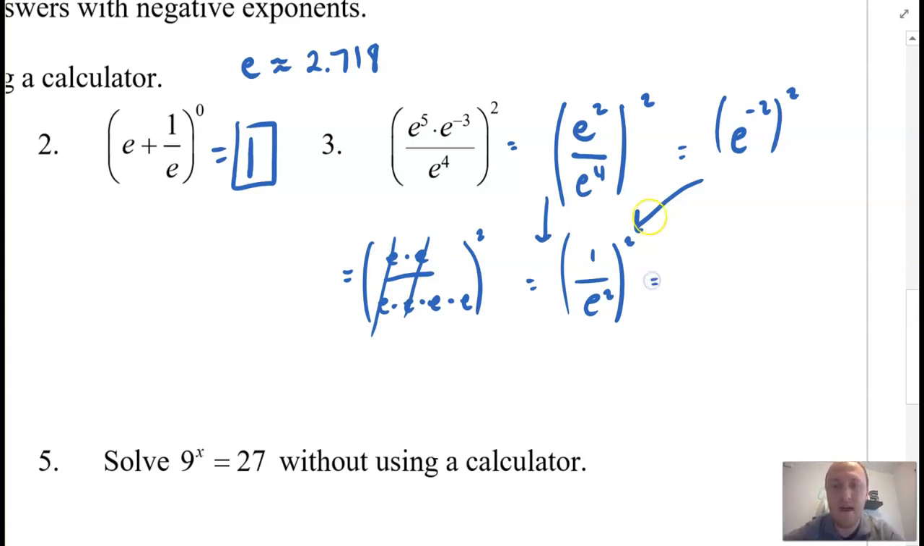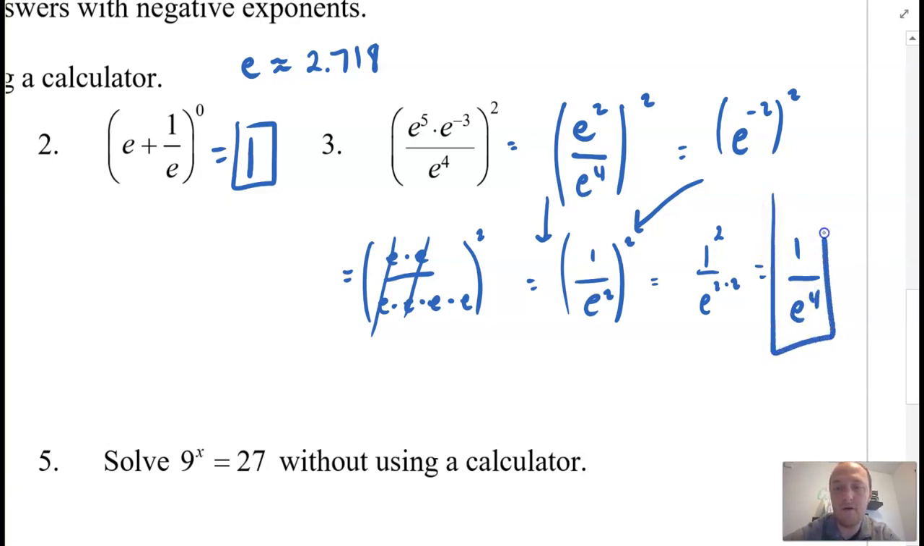Now I have a power of a quotient, and that says that I can distribute. So I have 1 squared over e squared, squared. So I just multiply those powers, and this is 1 over e to the power of 4. All right.